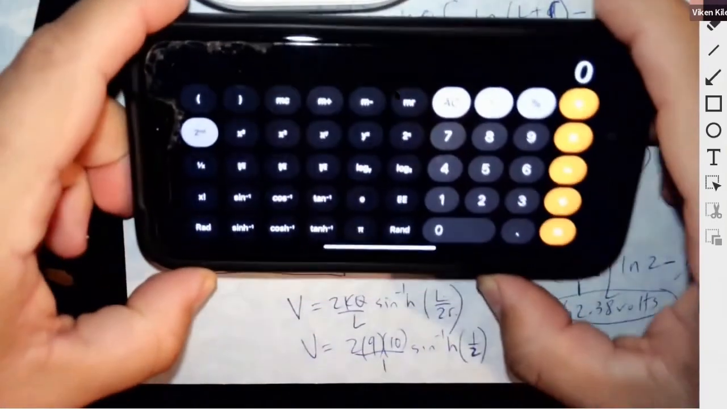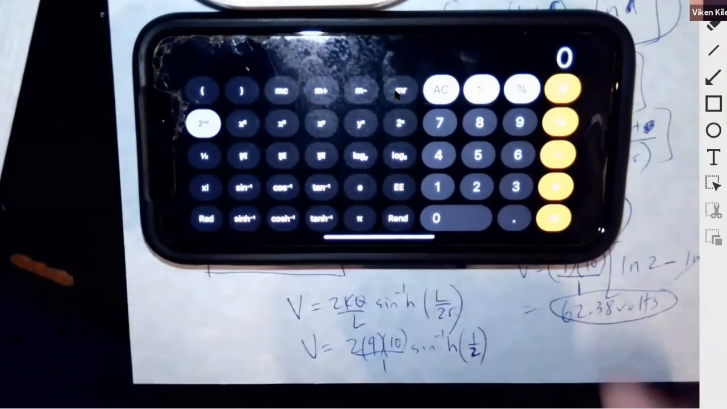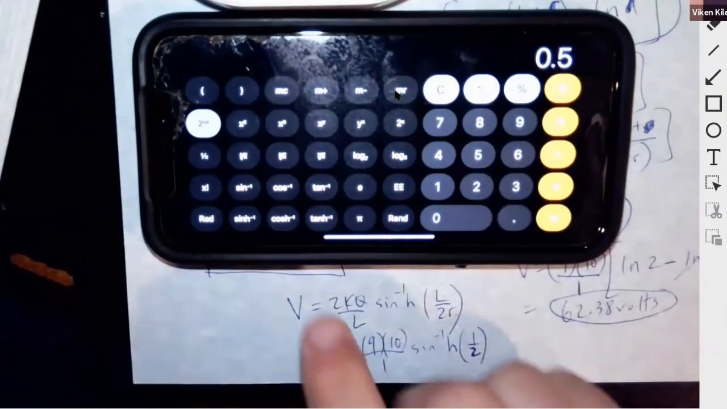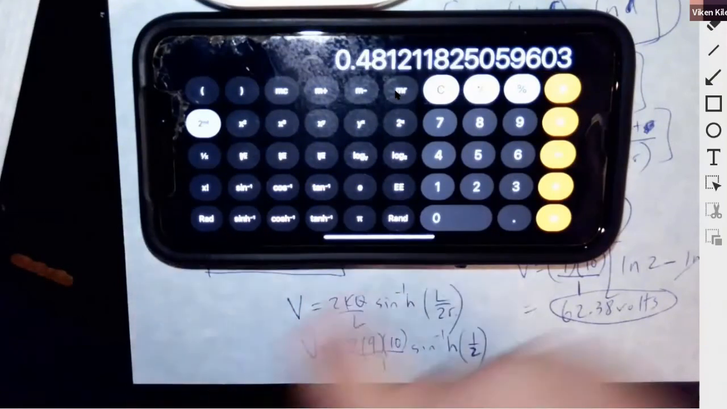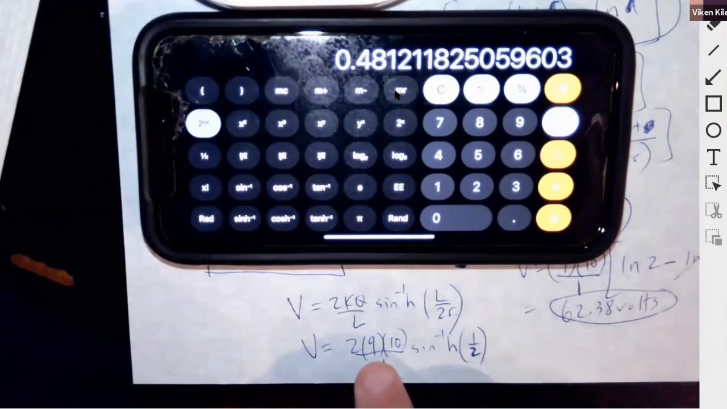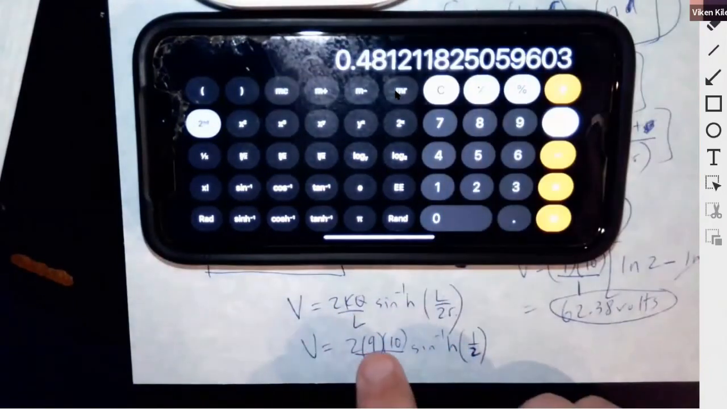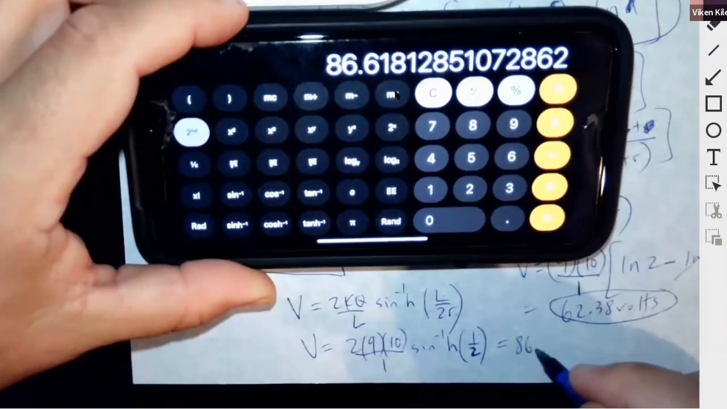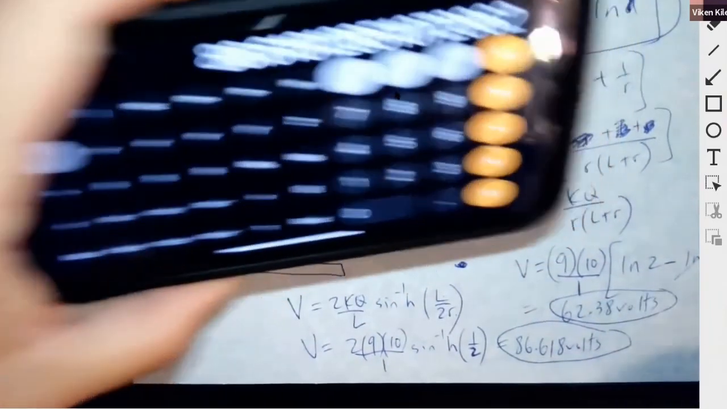Who would think? You see that? Sine inverse hyperbolic. So let's see here. So we do 0.5 sine hyperbolic inverse. Okay. Times, and then 2k q over L. That's it. So 1880. So 86.618 volts. Okay, let's check that with the simulation, and then we'll call it the day for today.